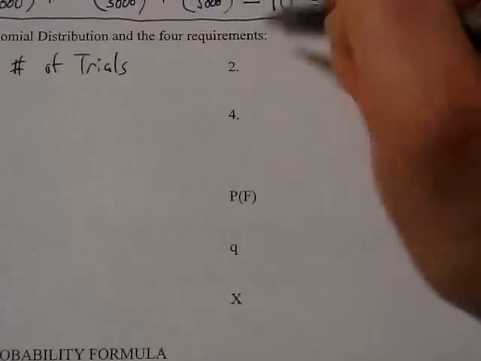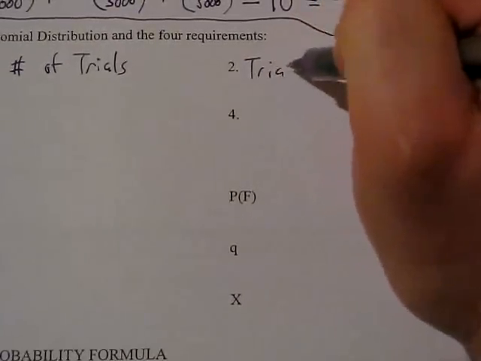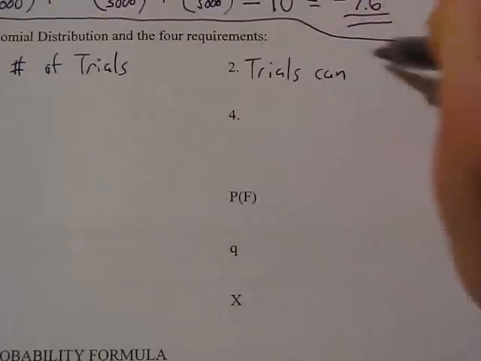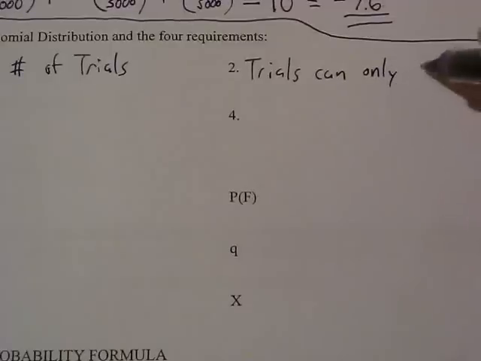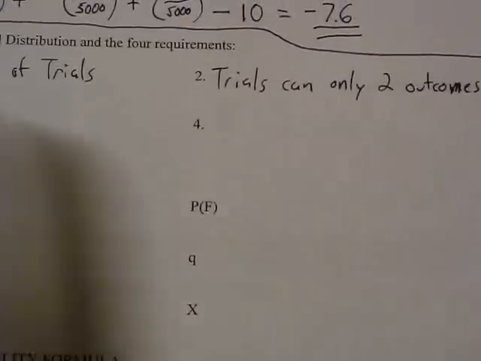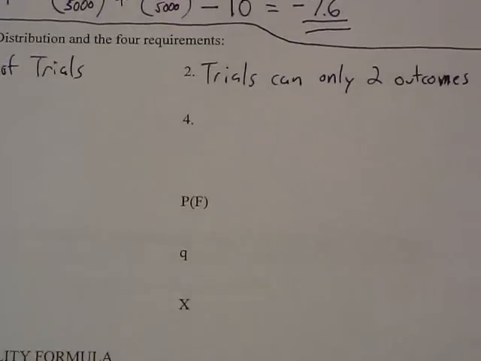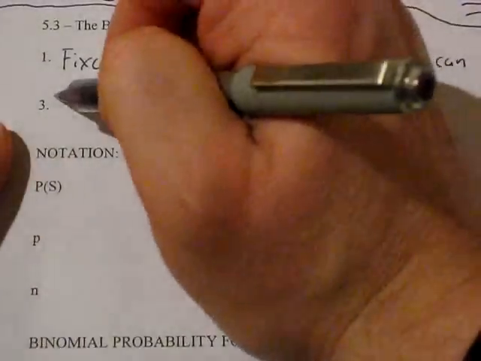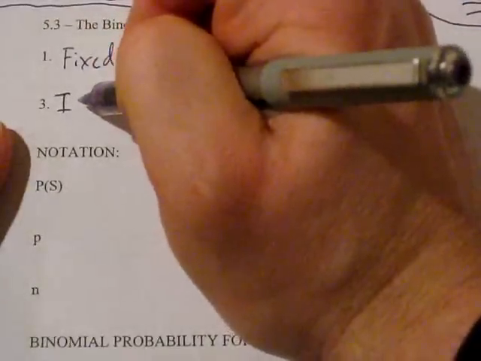And each trial can only have 2 outcomes. And we're going to call these 2 outcomes pass or fail. And obviously the words pass or fail is very dependent on what we're talking about. Now, each of these binomial distributions have to have independent outcomes.